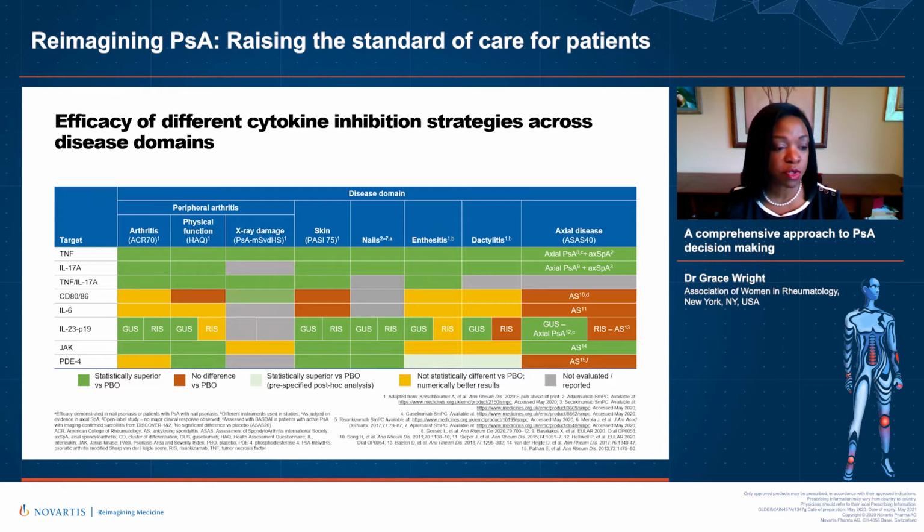As we think through the various cytokine inhibition strategies, this will include TNF inhibitors, the IL-17A inhibitors, the bimodals with TNF and IL-17A, CD80/86, IL-6, IL-23 p19, JAKs, and PDE4. And we'll see that they can really span the gamut of being statistically superior to placebo, or in fact having no difference, or numerically improved but not statistically different. And this is really shown in the color grid that you see here.